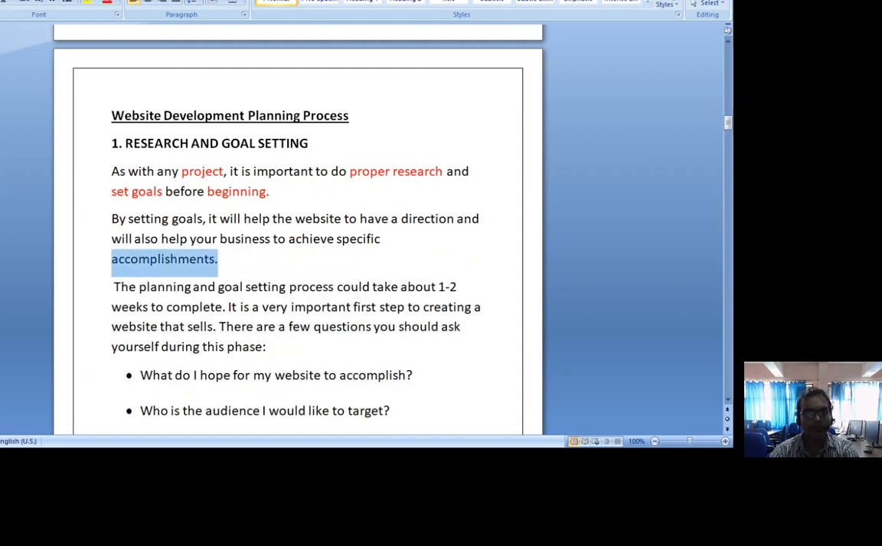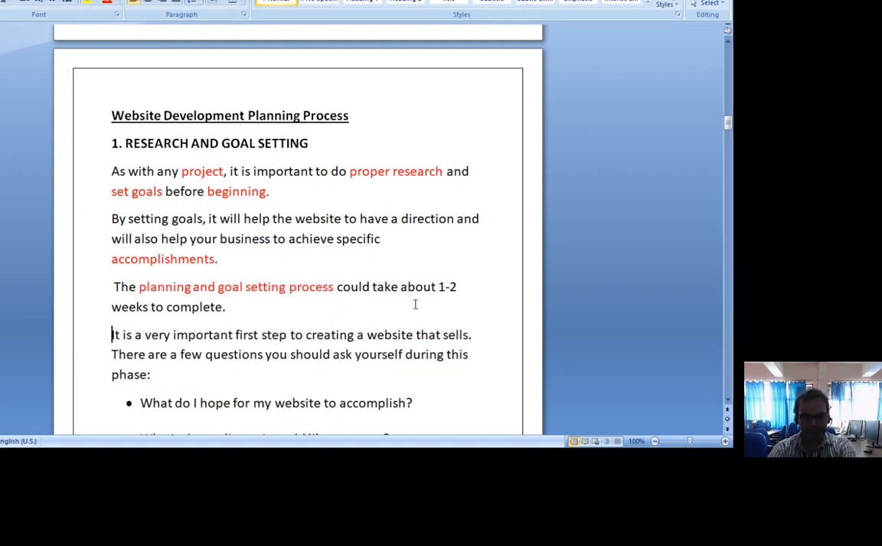So the major part is, to get our goal accomplished, we need a very thorough understanding of what we are really going for. In general, the planning and goal setting process takes 1 to 2 weeks to complete. It is very important.